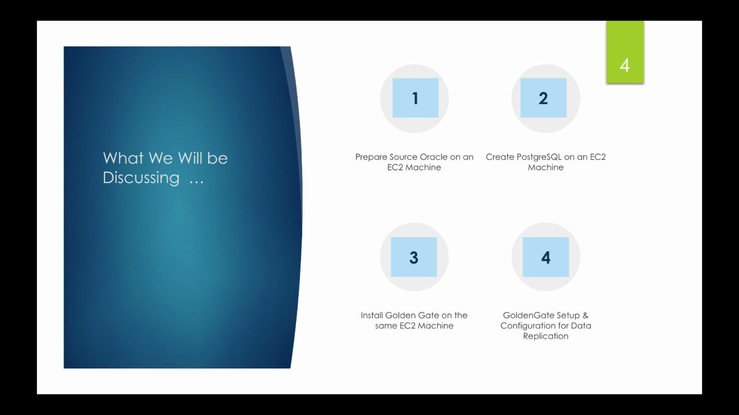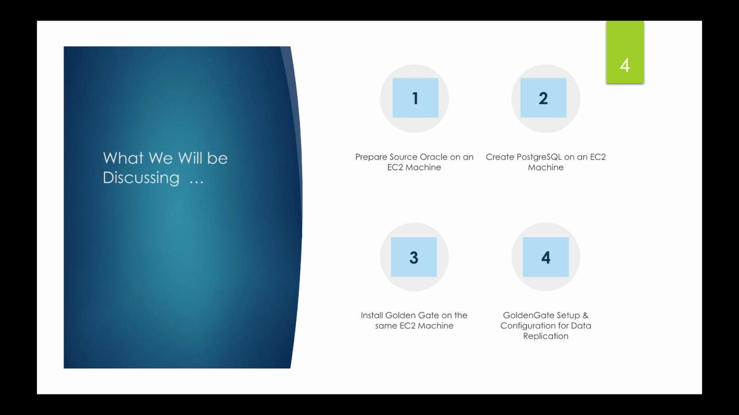Similarly, the second point is creating PostgreSQL on an EC2 machine. In numerous videos I have discussed how to install PostgreSQL on a Red Hat machine, so if you want to check these things, check my previous video. So the second point also I am not going to show you. Number 3 is quite easy: we have to install Golden Gate on both the source Oracle as well as PostgreSQL.